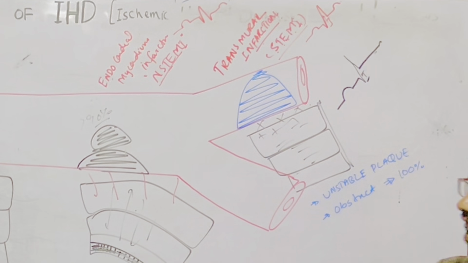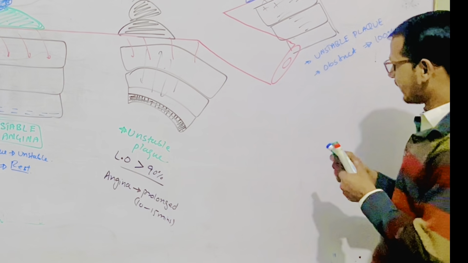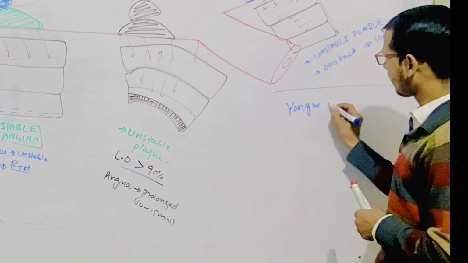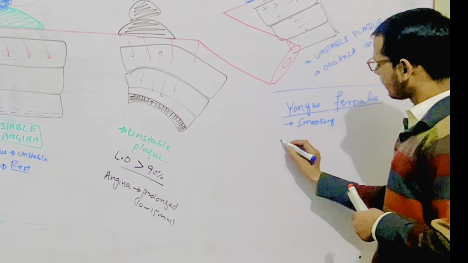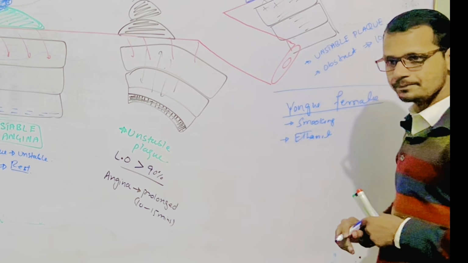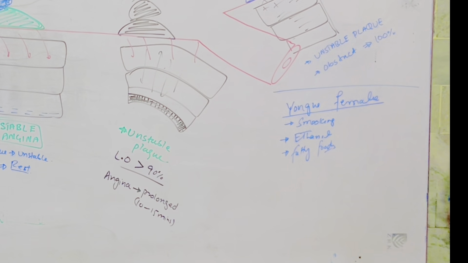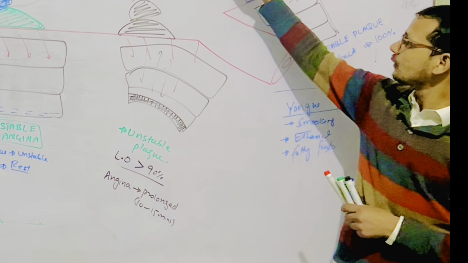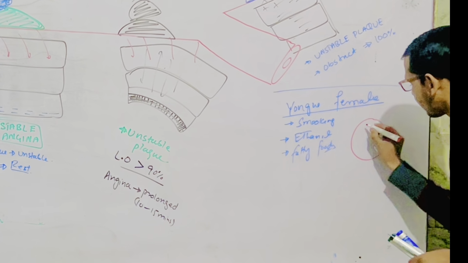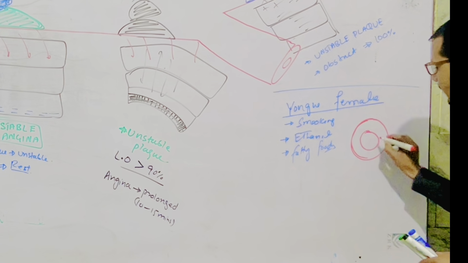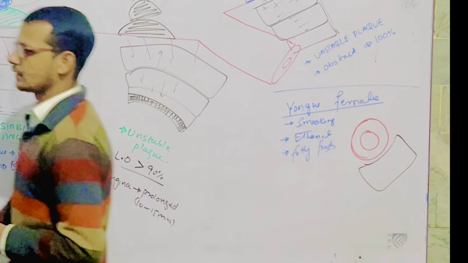The last one is Prinzmetal's angina. Prinzmetal's angina is, for example, in a young female who is smoking, takes ethanol, alcohol, and also takes fatty foods and spicy foods. For example, we cut this coronary artery and see it cross-sectionally. So this is a normal coronary artery. And this is the myocardium.